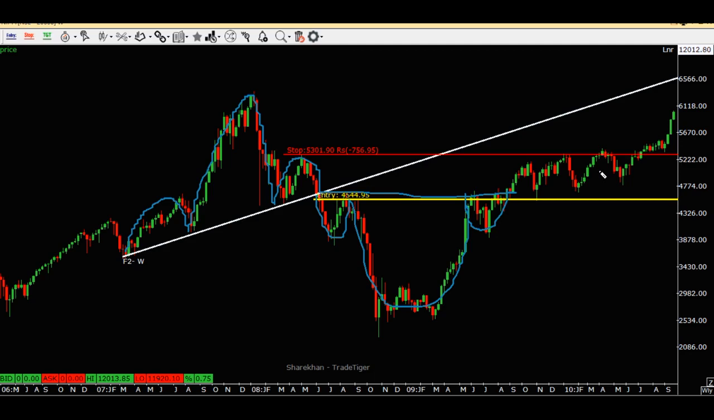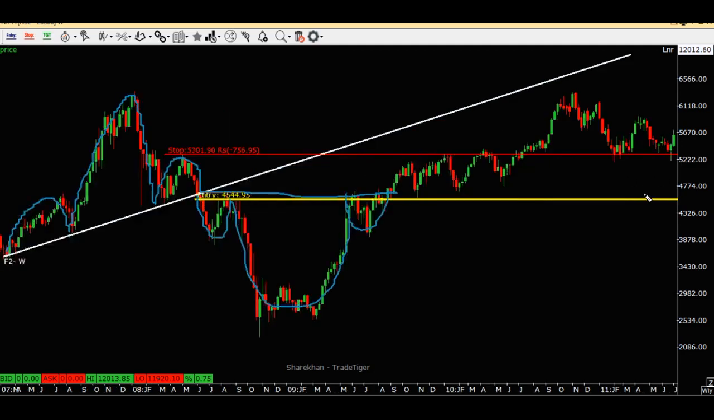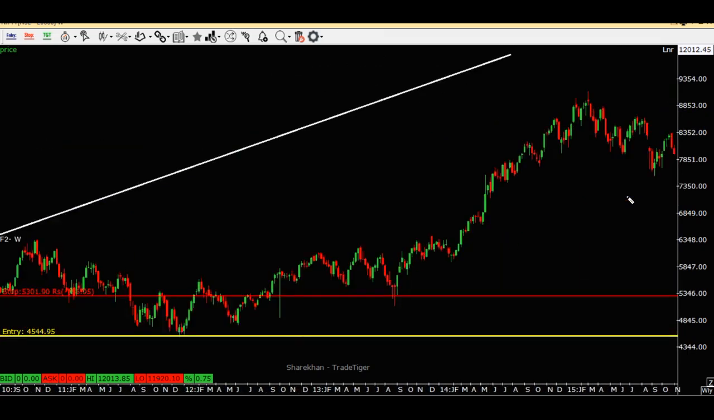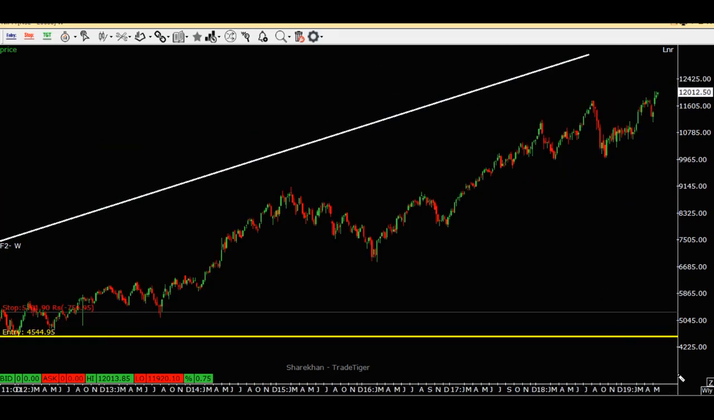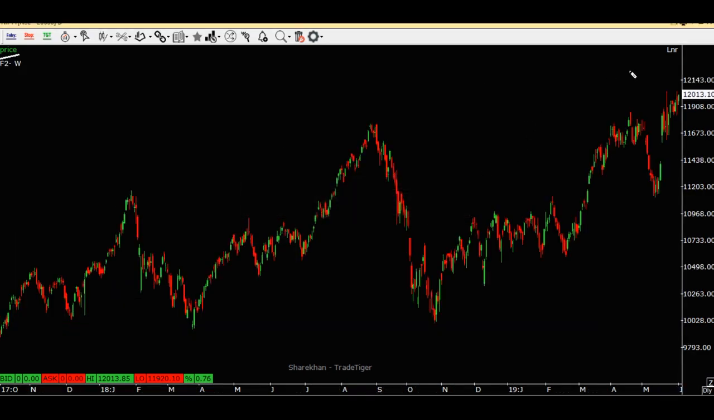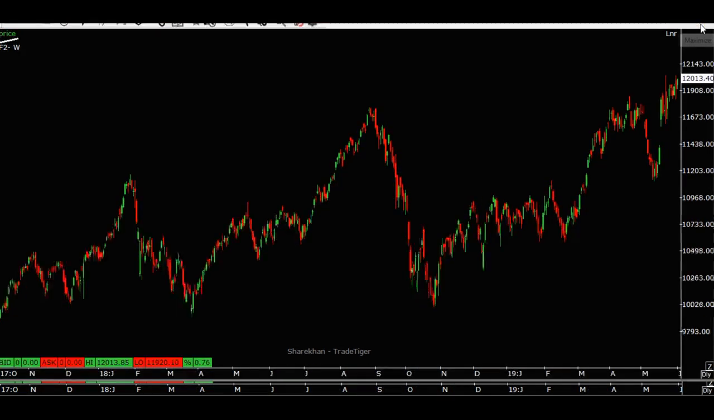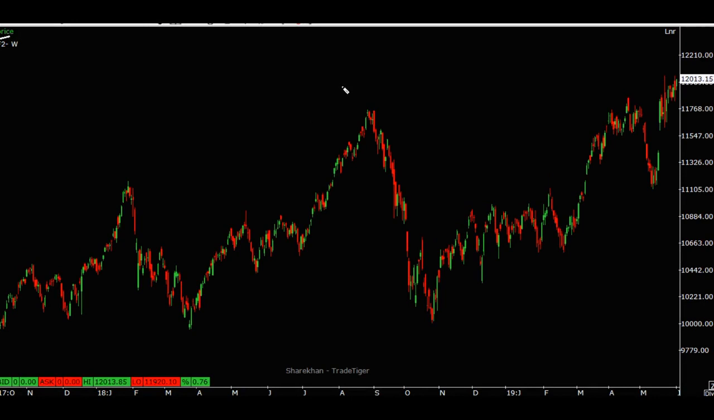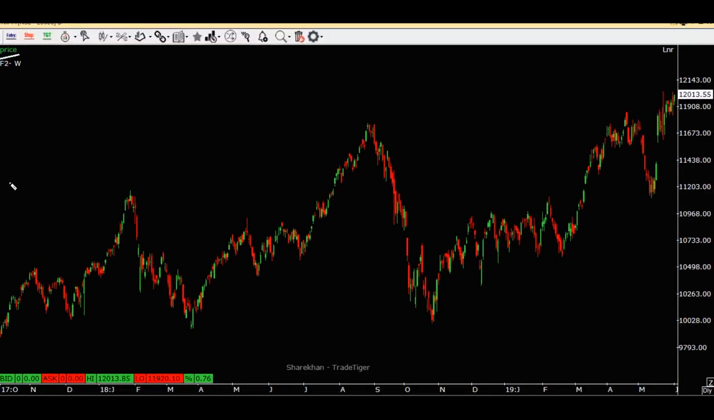So it's a beautiful pattern, guys. The only thing is the frequency is not as high. But when it does occur, it gives you beautiful moves. And we can also see this on stocks. I can show you one very simple stock, which is DHFL, where we recently got a big sell-off.